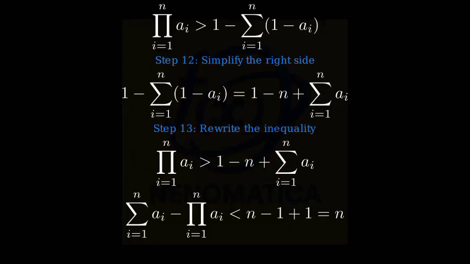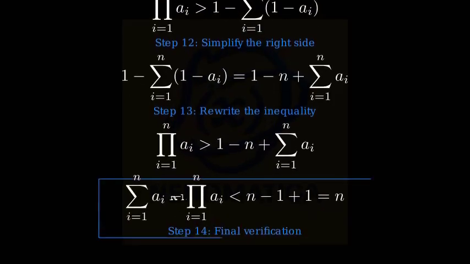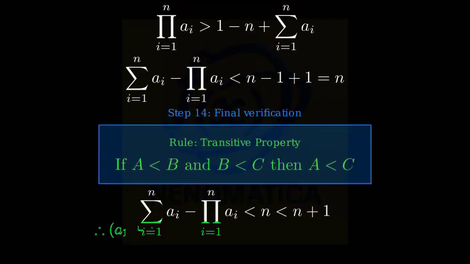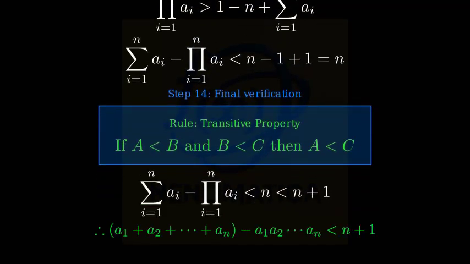Rearranging, we get the sum from i equals 1 to n of a sub i minus the product from i equals 1 to n of a sub i is less than n minus 1 plus 1, which is n. But we need to prove that the sum minus the product is less than n plus 1. Since n is less than n plus 1, and the sum minus the product is less than n, we've proven that the sum minus the product is less than n plus 1. This completes our proof of the original inequality.